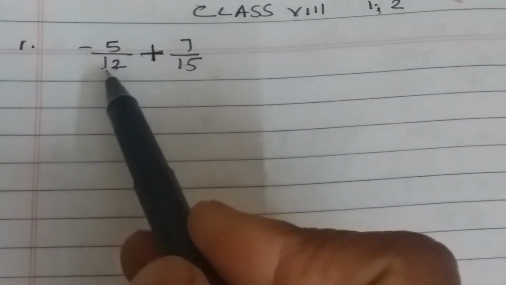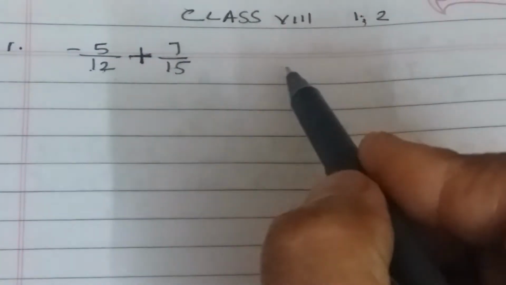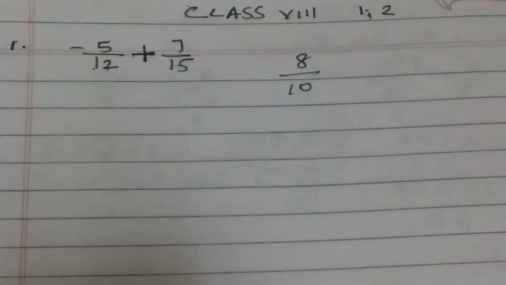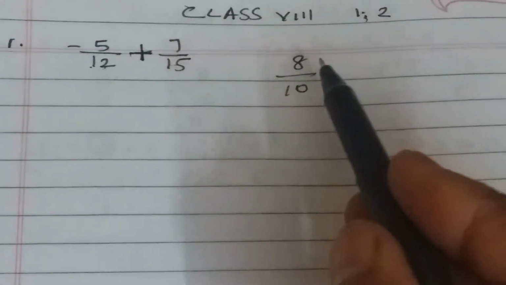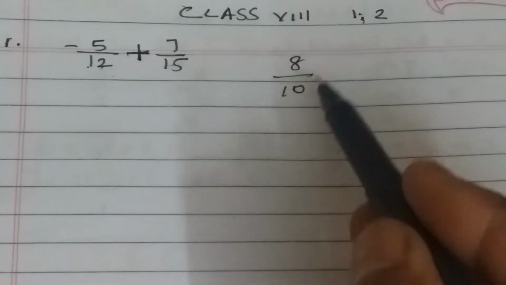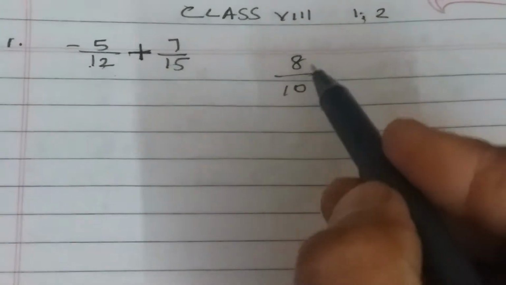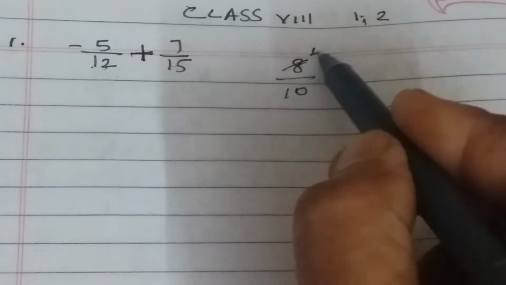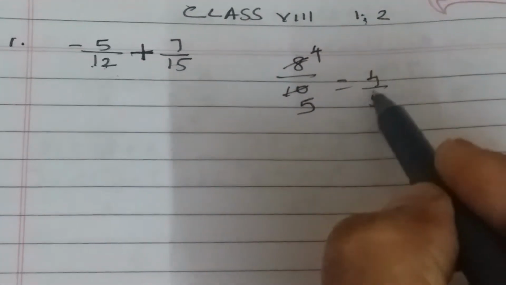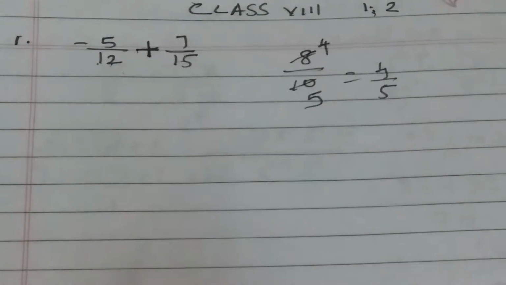That means both the numbers should not come in any of the same tables. See, for example, you take 8 by 10. Is it in lowest terms? It is not in lowest terms because both are even numbers. They have a common factor 2. That means they both are divisible by 2. They come in the 2 tables. So 2 fours are 8, 2 fives are 10. Now this 4 by 5 is in simplest form or lowest terms.